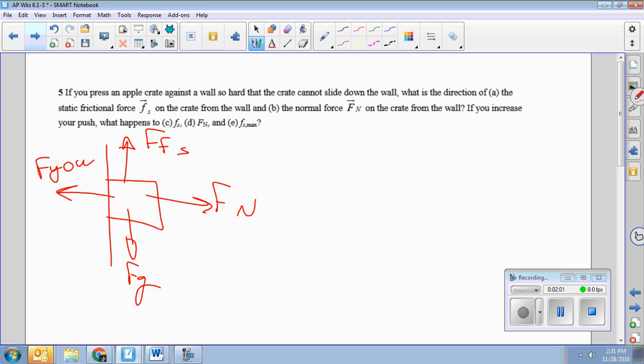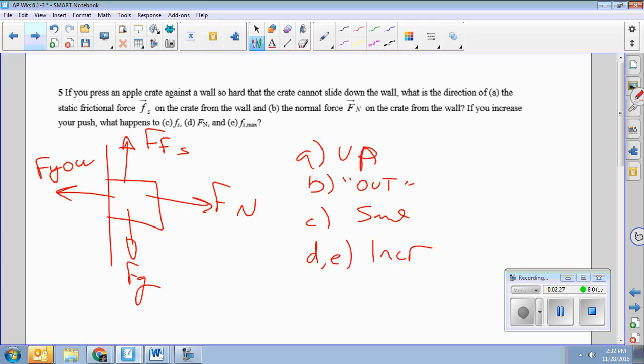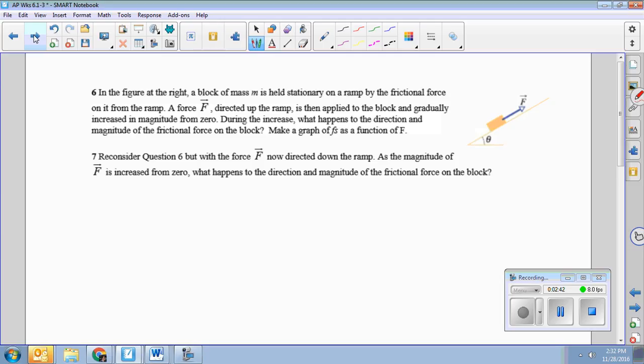And then you had to answer the questions. You had to give the direction of the different forces. So here are the answers. A is up. B is, I put out, meaning away from the wall, right? C, what is C saying? Oh, if you increase your push, what happens to each of the things? So C, it stays the same. And then D and E are both increase. Cool? Problems, you guys? You guys make me nervous when you don't ask questions. All right. All right, number 6.